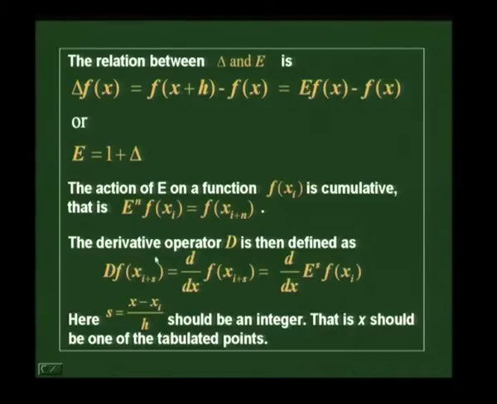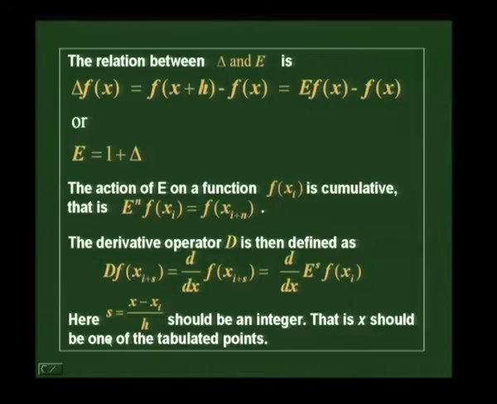Okay, so the derivative operator acting on any function f at x_i + s is simply the derivative d/dx of that function at i + s. Now, I know that f at x_i + s is e to the power s, that is, E acting s times on f of x_i. Remember, s is an integer in this case, where s = (x − x_i)/h.